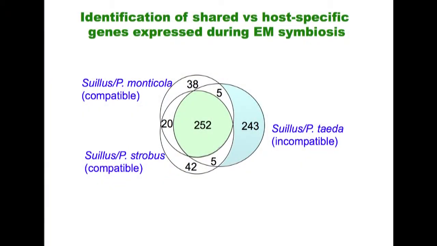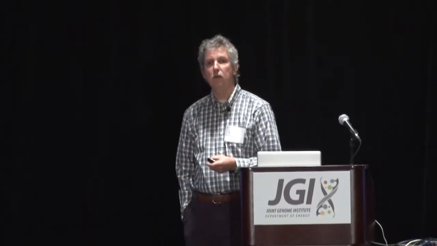I'm going to just get to the summary here. We've looked at a number of these Suillus, pine transcriptomes now, and we're reaching the point where we can identify a core set of genes that are involved in symbiosis, the ectomycorrhizal symbiosis involving Suillus. We can also identify a core set of genes that are involved in the incompatible plant defense response that results in no mycorrhizae being formed.